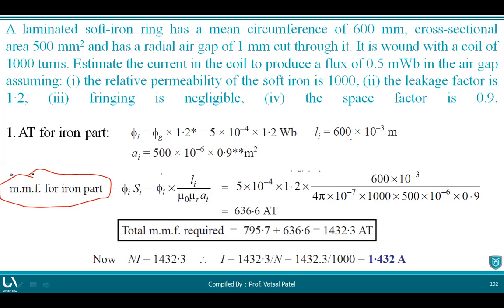So phi multiplied by S into I we are going to use over here, and in this equation you can see that the value of the SI component is equal to the length of the mean path, or we can say the mean circumference, given here as 600 into 10 to the minus 3, right? So this equation we are going to use for our calculation. And now after putting the value, we can identify the MMF for the iron part material. I hope you understand what I'm talking to you.